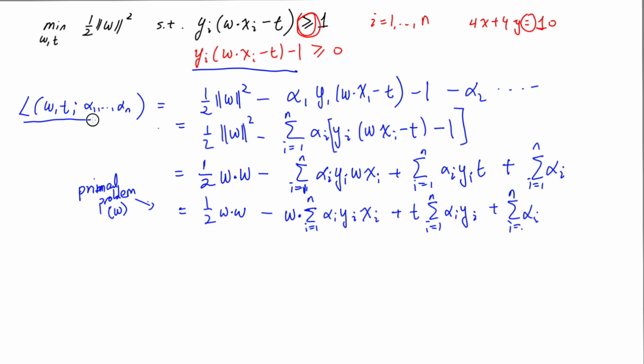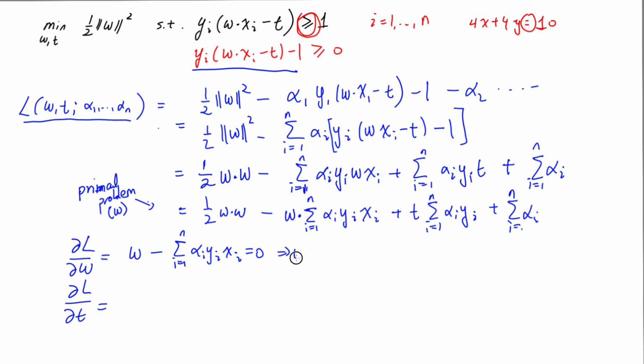So what is the next step in the Lagrangian? It's to take the partial derivatives. If we take the partial derivative with respect to W and with respect to T, what do we get? Well, with respect to W, this term here, half W squared, becomes just W. And this term here, we just get rid of the W to get this. So this constraint is telling me that the optimal solution has to satisfy W equals this guy.